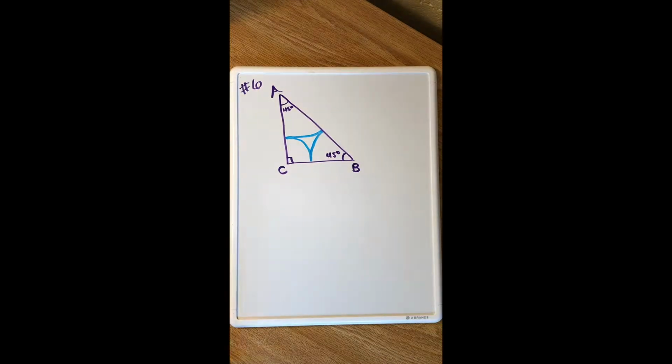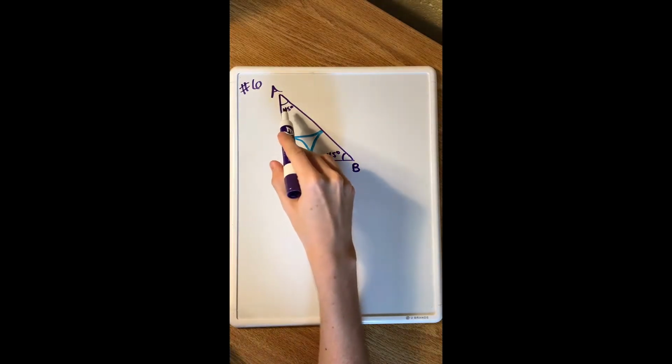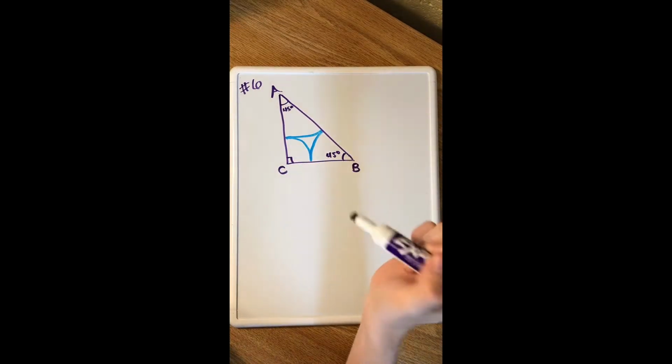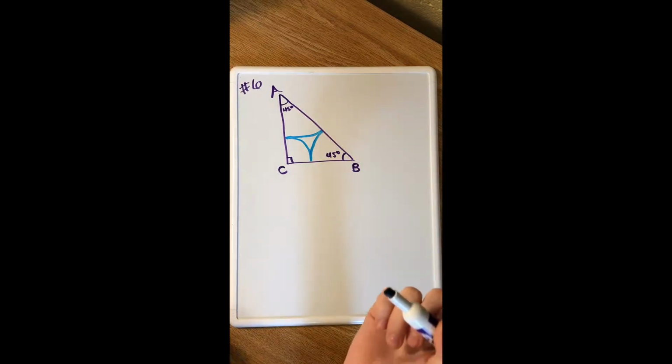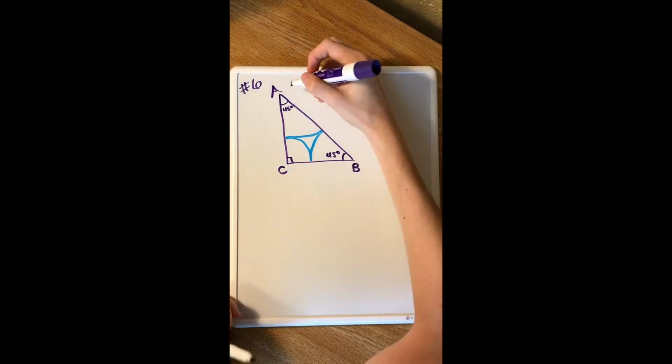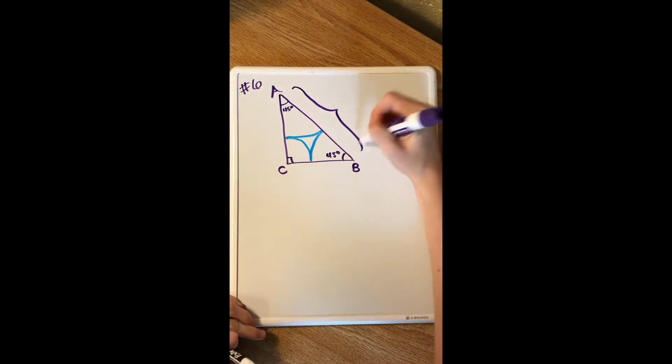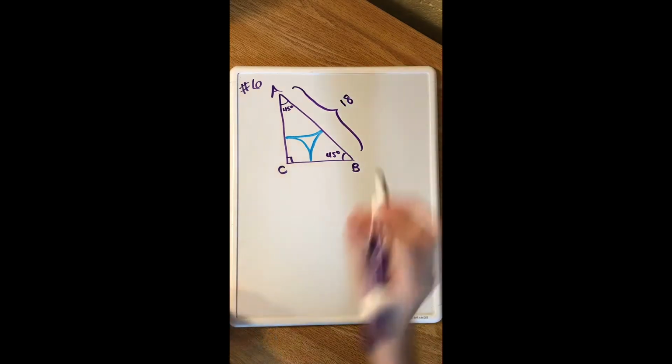So I had number 6, and we are told that the triangle ABC has mutually tangent circular arcs centered at the 3 vertices. We also know that angle A is 45 degrees and angle B is also 45 degrees, and that AB is 18. So we know that this entire length right here is 18.